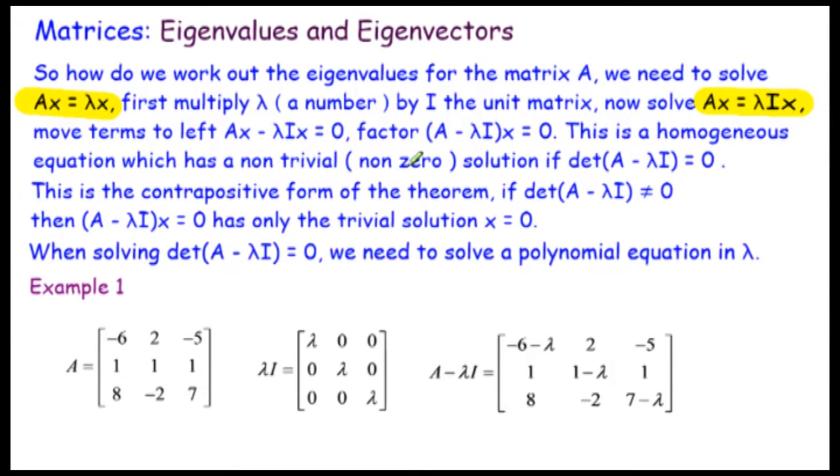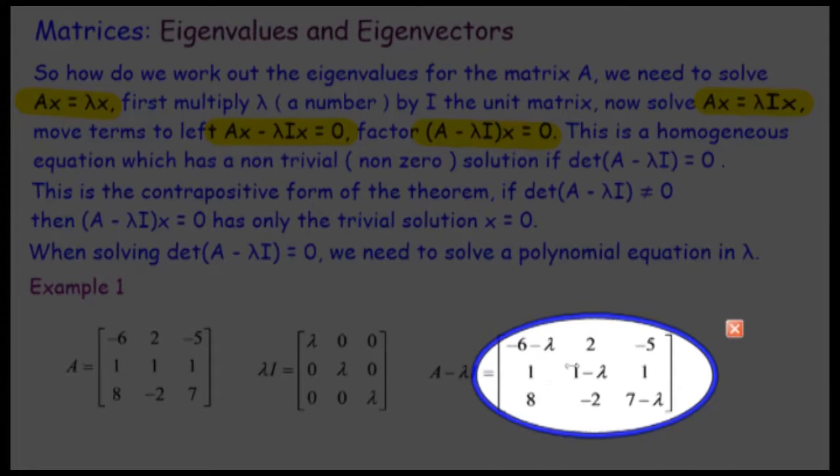Now what we need to do is move everything to the left, and take out a factor. Now you can see here this is actually a homogeneous equation, all zeros down here. Basically you have to find the determinant of this. If that's equal to 0, then a non-trivial solution will exist to this particular equation. So we need to introduce lambda. We need to find the determinant of this expression here.